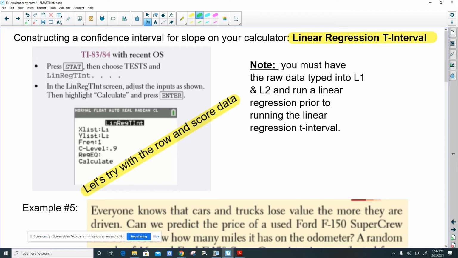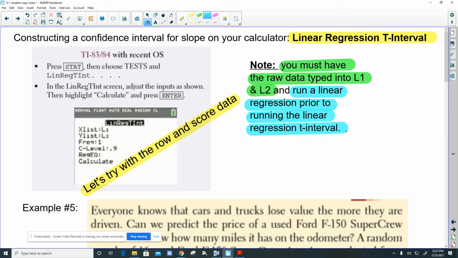Here's one thing that you have to make sure when you're running this linear regression t interval. First of all, this is probably obvious, you have to make sure that all the raw data is typed into L1 and L2. And then secondly, before you run this linear regression t interval, you have to have run a linear regression prior to that. When you run that regression, that's what stores the residuals into your calculator. So you have to do that part first.